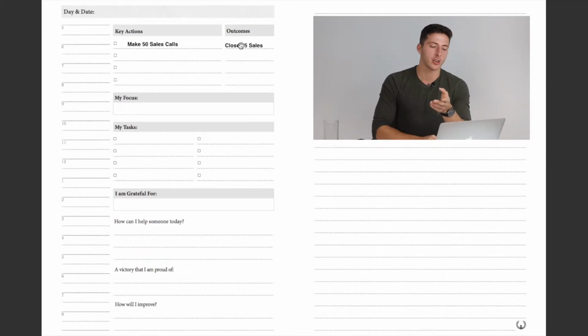Not all of your key actions and not all of your goals are going to require you to measure your outcomes on a daily basis. But this is there specifically so that if you need it, it's there for you. So don't feel bad if you're not filling that in.